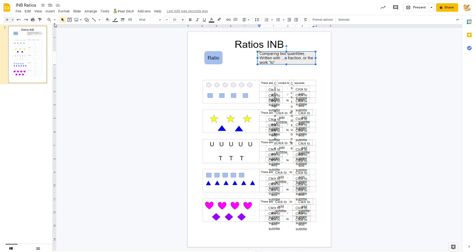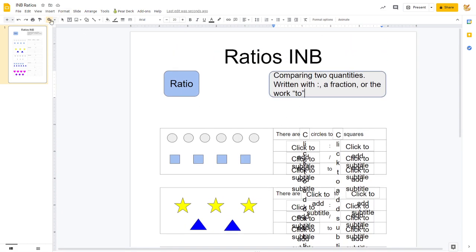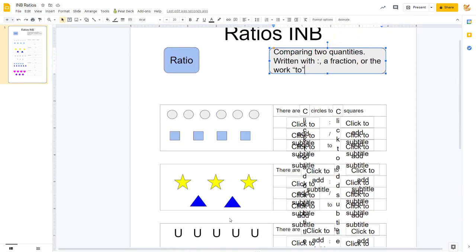So for today's lesson, let me zoom in. We're going to be comparing these shapes. I'm going to be doing 2 of these, and you guys are in charge of the last 3. For this first one, it's saying there are blank circles to blank squares. Here, we're just going to count how many circles. 1, 2, 3, 4, 5, 6. So there's 6 circles to 1, 2, 3, 4 squares.